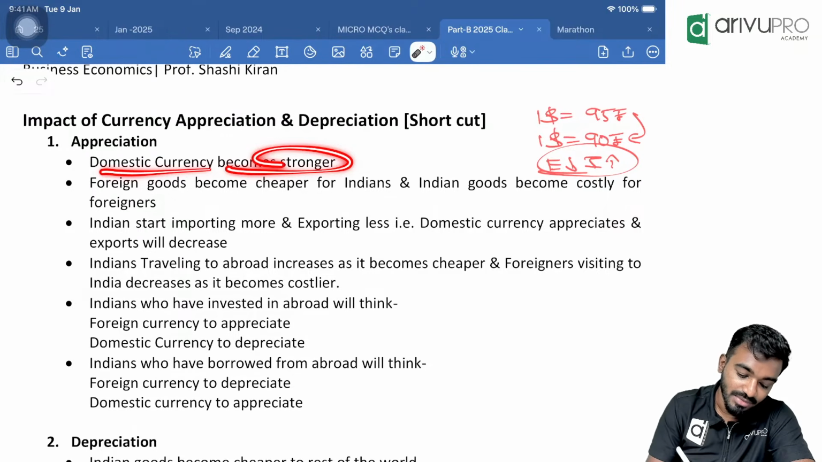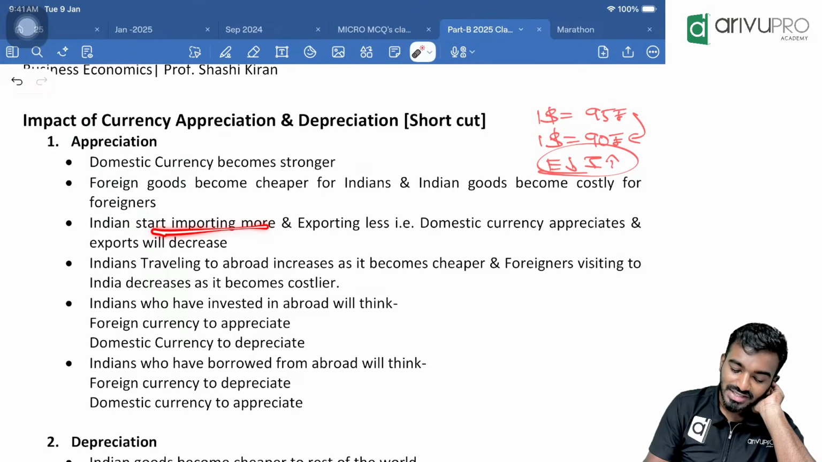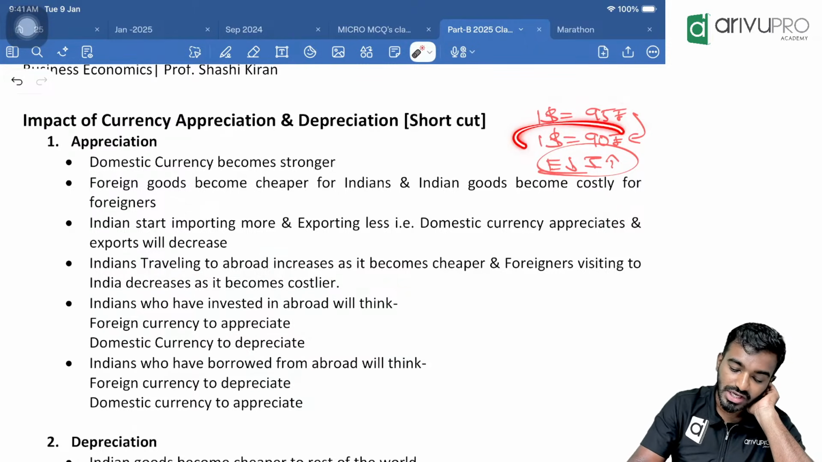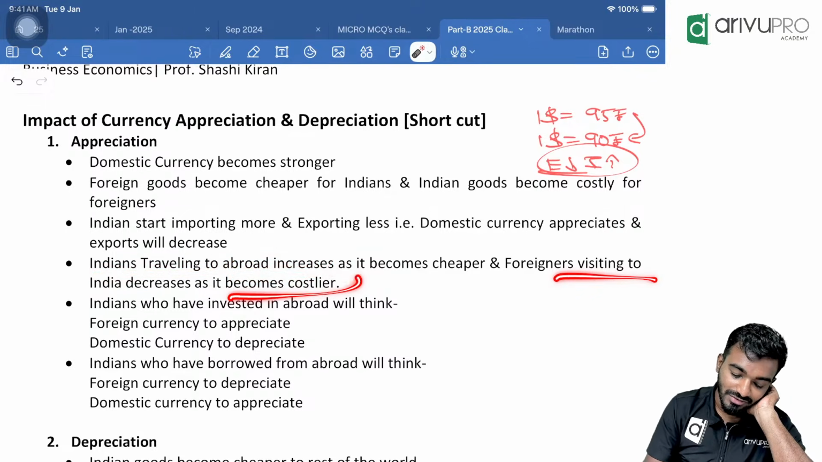See, Indian currency is gaining value. Domestic currency is becoming stronger. So foreign goods will become cheaper to Indians, so imports will increase. But Indian goods will become costlier to foreigners, exports will decrease. India starts importing more, exporting less, and Indians traveling abroad will increase. Earlier, to buy $1, I was paying 95 rupees. Now only 90 rupees. So Indians traveling abroad will increase. Foreigners visiting India will become costlier.